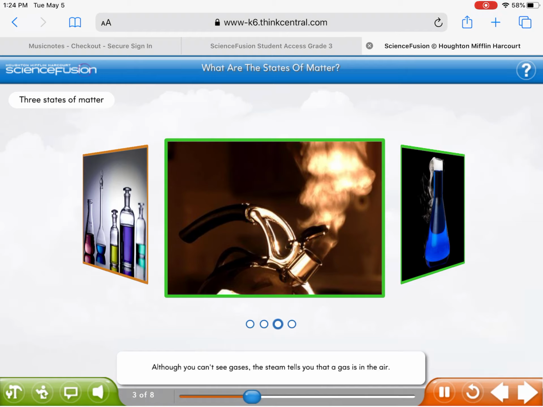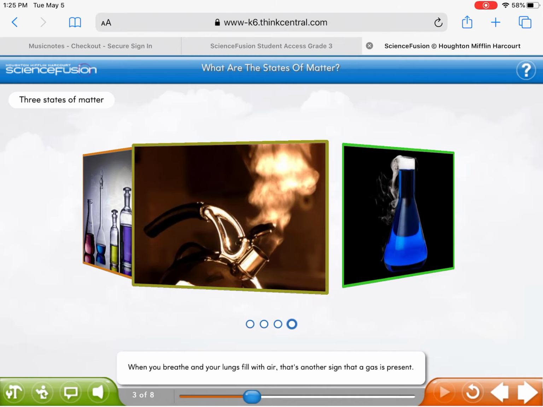Although you can't see gases, the steam tells you that a gas is in the air. The steam forms when invisible water vapor, a gas, condenses to form tiny water droplets. When you breathe and your lungs fill with air, that's another sign that a gas is present.